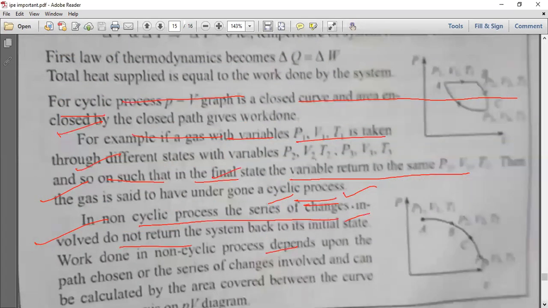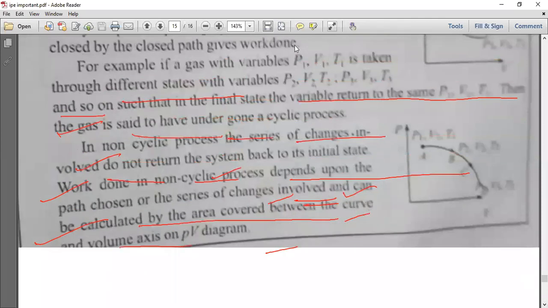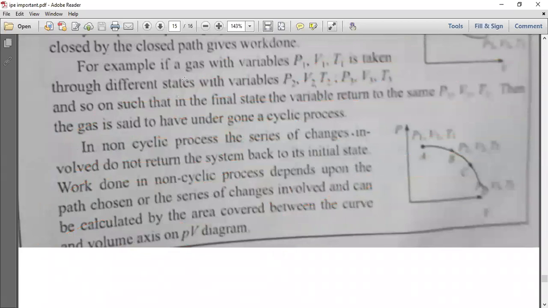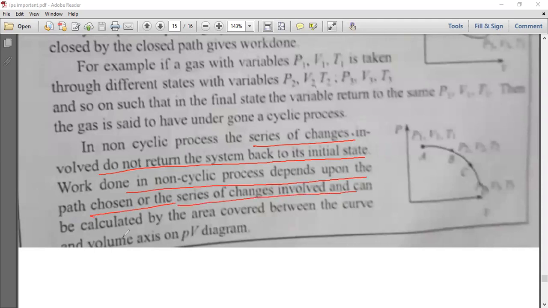Next one, non-cyclic process. See, the series of changes involved do not return the system back to its initial state. First point: work done in non-cyclic process depends upon the path chosen or the series of changes involved, and the area covered by this graph is given as the work done. Plot this graph and write one more point. You will get full marks. Understand with this diagram. Clear?